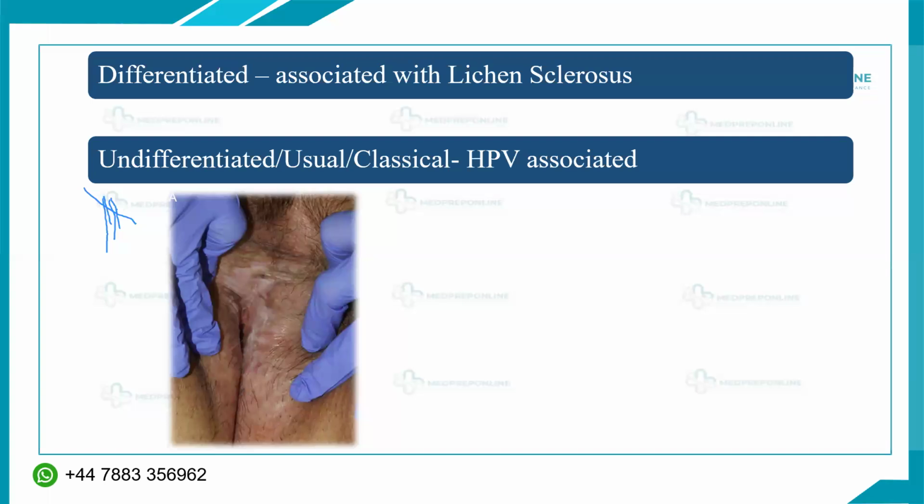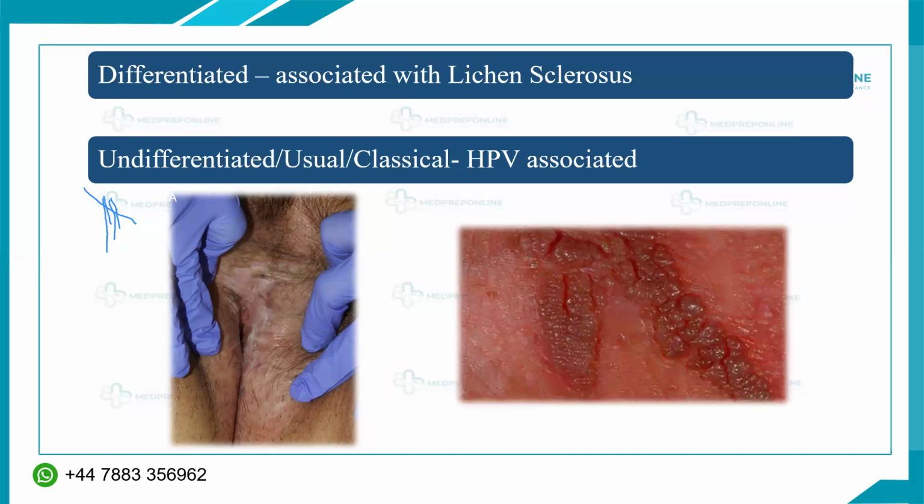So this is what the first type, which is differentiated, looks like. It occurs basically superimposed on the lichen sclerosis lesions. And this is what the undifferentiated or the classical type looks like, which is having the anogenital warts as the precursor.